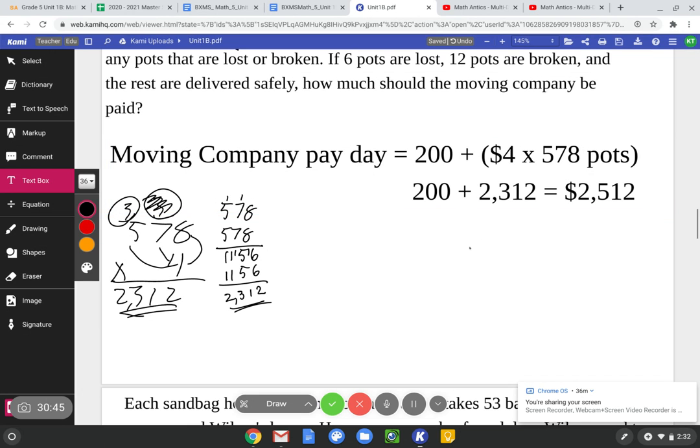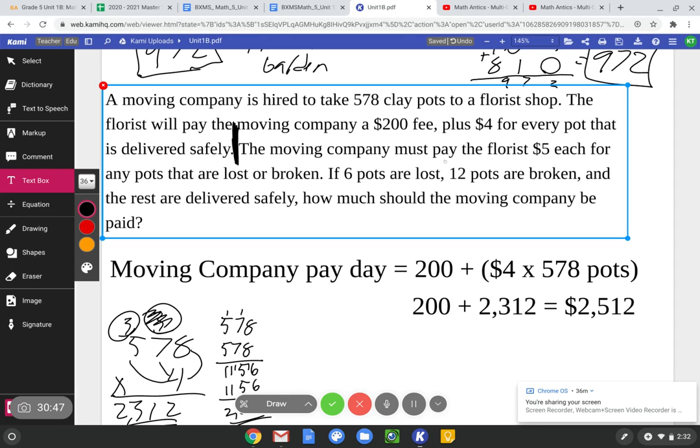But let's read the second part. They have to pay the florist $5 for any pots that are lost or broken. So 6 pots are lost and 12 pots are broken. Honestly, y'all, it does not matter if they are lost or broken. They broke this up to trick you. Do not fall for this trick. They want to make this complicated and make you question yourself. Have confidence. Believe in yourself. Never lost. Triple B.